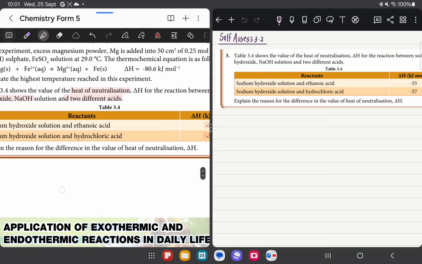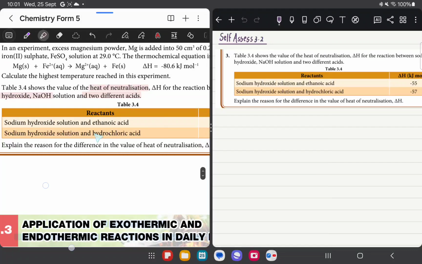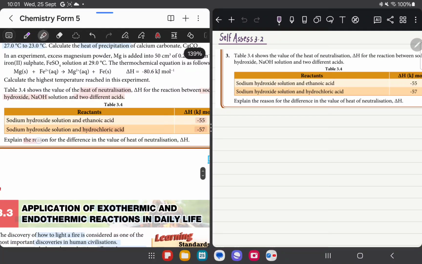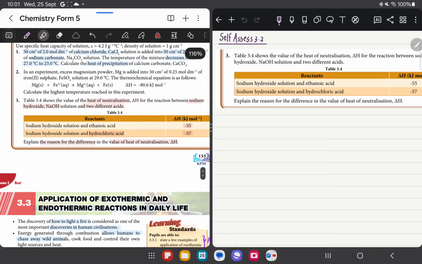And the second one is sodium hydroxide with hydrochloric acid. The question is: explain the reason for the differences in the value of heat of neutralization, delta H. This type of question usually occurs in the exam, it really often occurs. So now I'm going to tell you how I would answer this question to get full marks. Just a minute, I'll change my pen color.